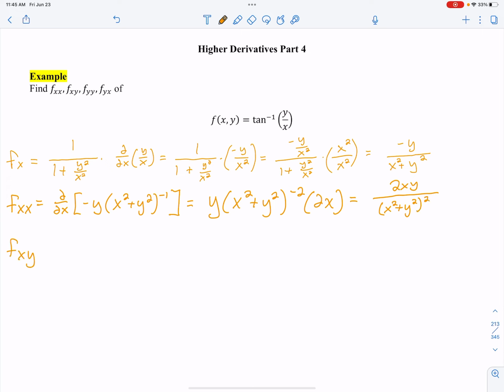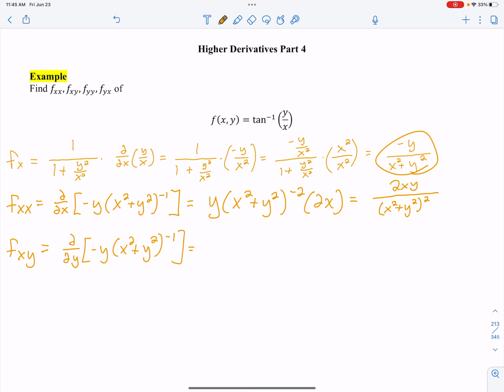Now let's do fxy. And that'll cover 2 of them, then we'll do our fy's. Okay, so we're back to here. We got to take a derivative with respect to y of that. This is going to be a quotient rule, or we can do a product rule. Let's do a product rule. So it's the derivative with respect to y of that same thing that we just wrote just above.